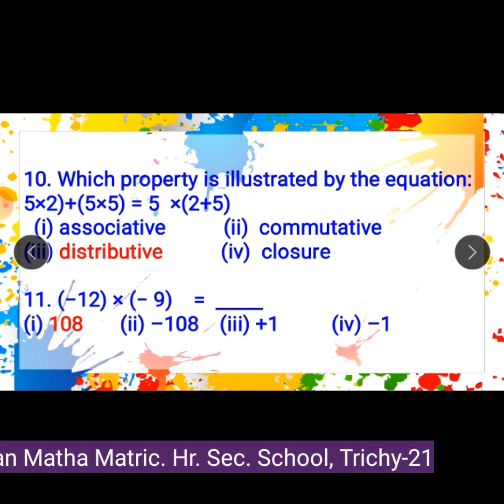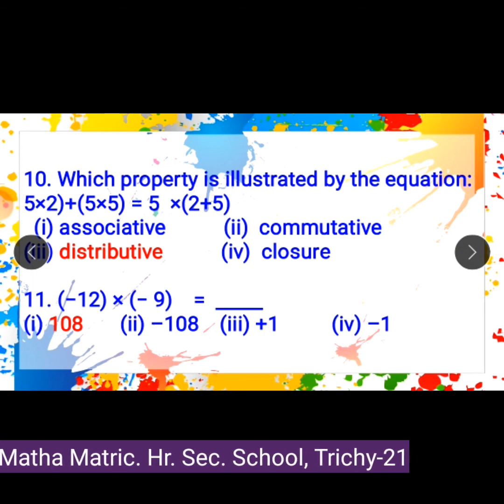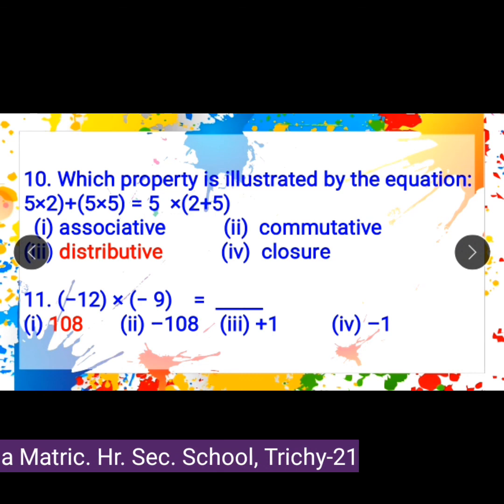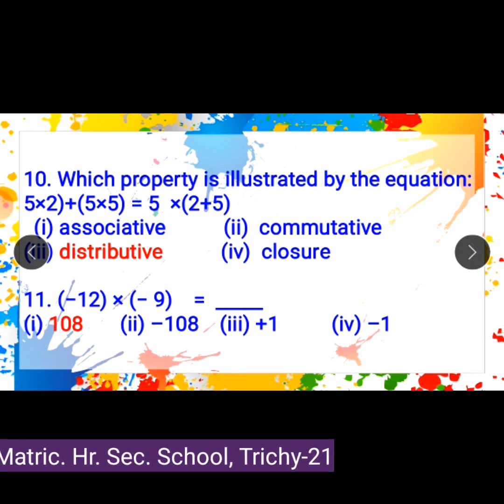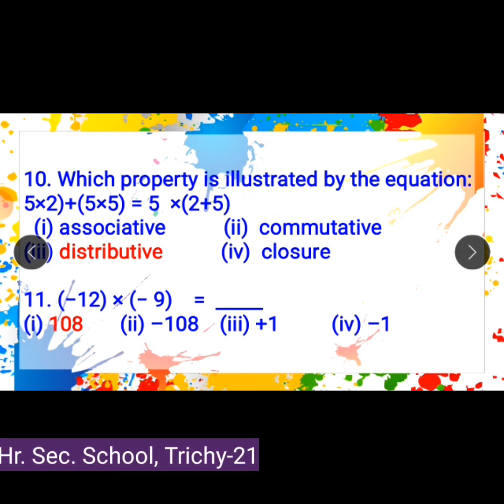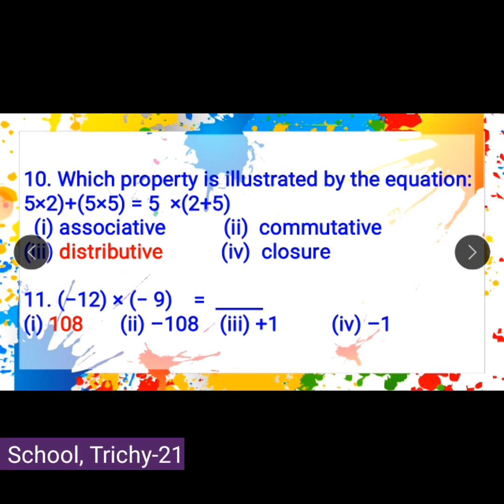Minus 12 into minus 9 equal to dash. Here, 12 nines are 108. Here, even number of times negative. So, the answer must be positive. Minus 12 into minus 9 equal to plus 108. So, the first option 108 is the answer.